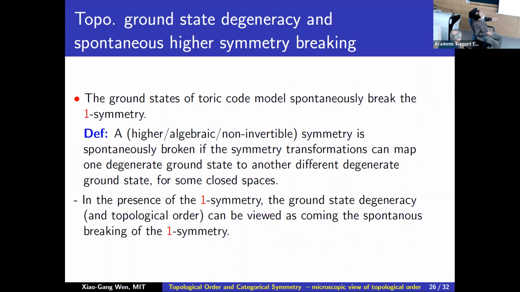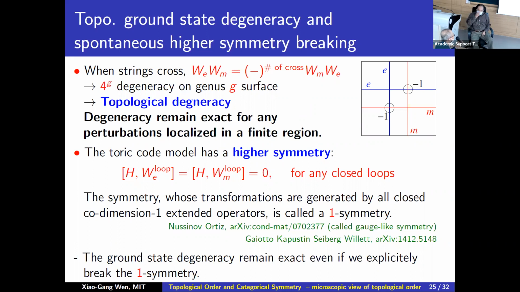This previous slide. So I understand you mean in the topological order state, you create this new symmetry called one-form symmetry. Yes. And the last line you said you can even break this one-form symmetry and the ground state still remains degenerate. Exact? Not exact, but it has exponentially small splitting, no longer exact. My simple question is: what is the meaning of breaking this one-form symmetry?